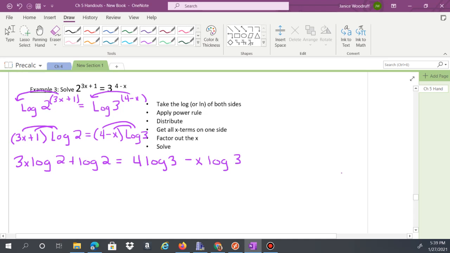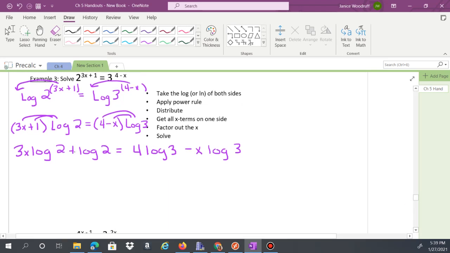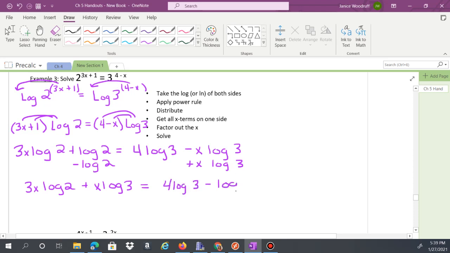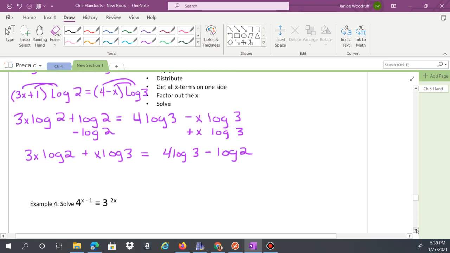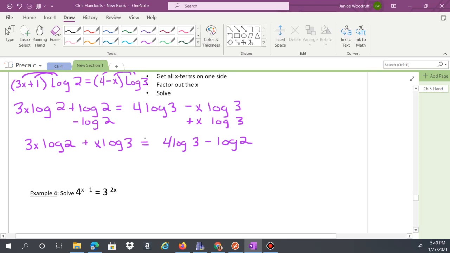Now, in order to solve algebraically, I want to get all of my x's on the same side. So that means I am going to take this plus log 2, I'm going to subtract it over on this side. I'm going to take this x log 3, and I'm going to add it over to the other side. So that's going to look like this. 3x log 2, then plus x log 3 equals 4 log 3 minus log 2. Okay, so I just moved this over here, this here.